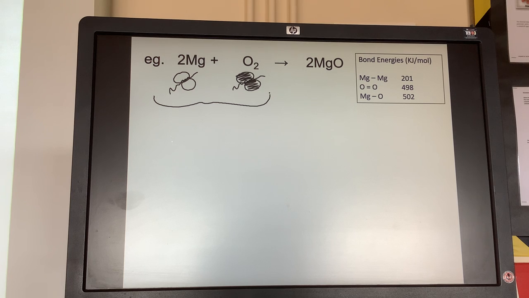So on this side, these bonds need breaking, and that needs energy. So we're going to have to put some energy in to break those bonds. Once we've broken these bonds, the magnesium atoms and the oxygen atoms are going to join together. They're going to make magnesium oxide. They're going to make new bonds.